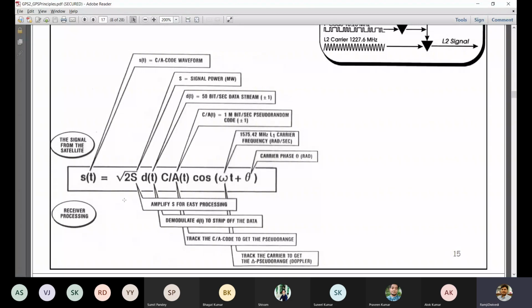At the receiver end, since it is a weak signal that has been received, amplify S for easy processing, demodulate to strip off the data, track the CA code to get the pseudo range, and then track the carrier to get the delta pseudo range, which is the Doppler information, the phase shift in the frequency.